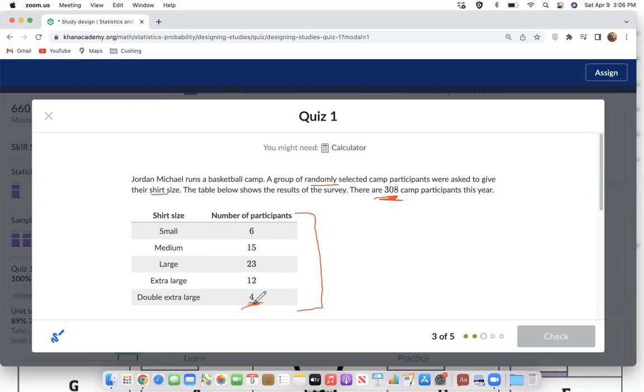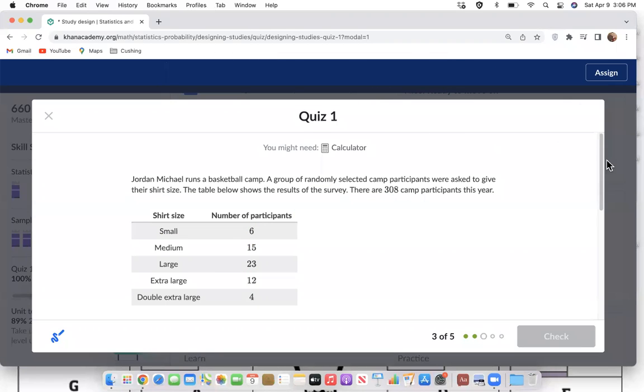Because if you look at this sample, this is not 308 students altogether. The 6 and the 4 will give you 10, plus 15, so that's 25, plus 35, so that's 60. So I believe that's 60 total people. Out of 60 people, 6 people were small, 15 were medium, and so on. So these were the results out of a sample of size 60. Whatever percent of the sample, so this 6 is 10% of 60, we would assume that 10% of these 308 people will also have small shirt sizes, the same relative percent.